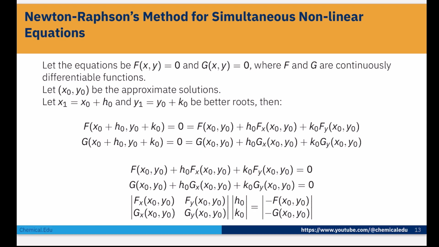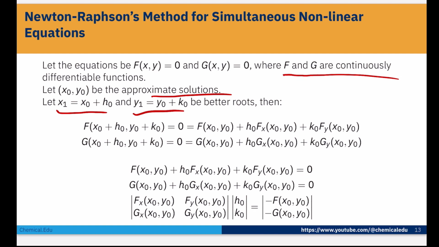Let the equations be f(x,y) = 0, g(x,y) = 0, where f and g are continuously differentiable functions. Let x0 and y0 be the approximate solution. So let x1 = x0 + h0 and y1 = y0 + k0 be the better root.